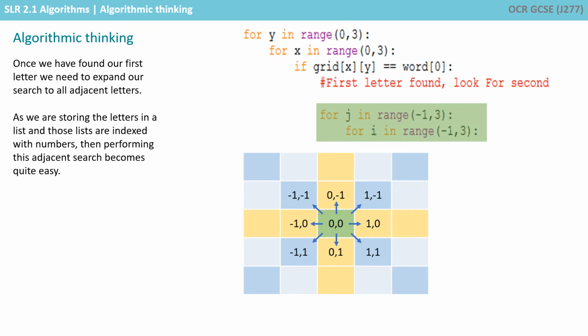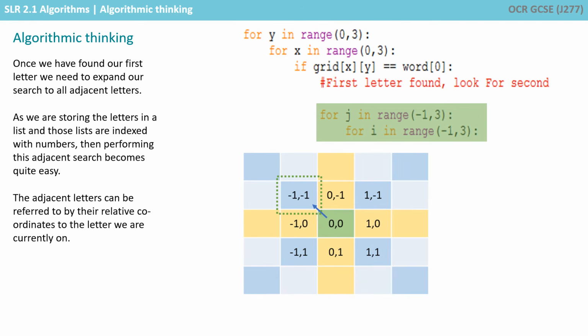So once we've found the first letter, we then need to expand our search to the adjacent letters. So we need to look at the one in the top left, the one above, the one in the top right, the one to the left, the one to the right, the one to the bottom left, the bottom and the bottom right. Now because we're storing all our letters in the grid in 2 lists and we've got some numbers, we can index those items and it can become quite straightforward.